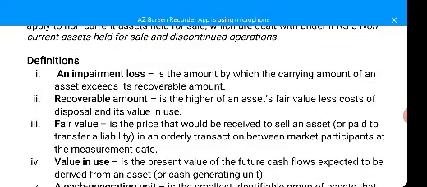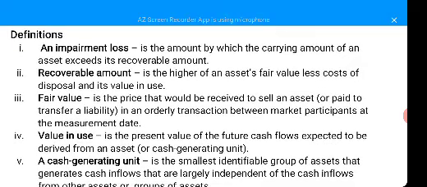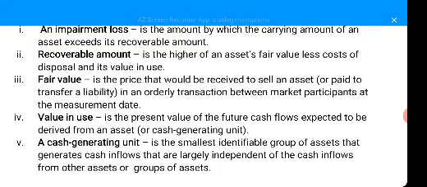Now, definition of terms. This standard defines some terms. One, impairment loss. What is impairment loss? It is the amount by which the carrying amount of an asset exceeds its recoverable amount. This is what we need to understand according to IAS 36: what is carrying amount, what is recoverable amount, and how we recognize impairment.